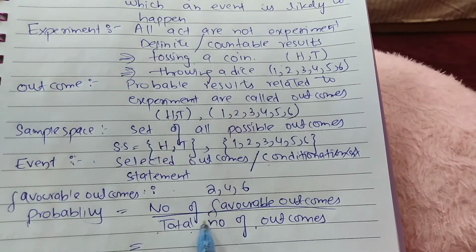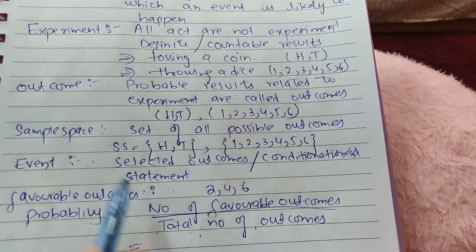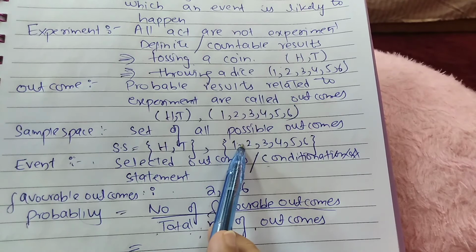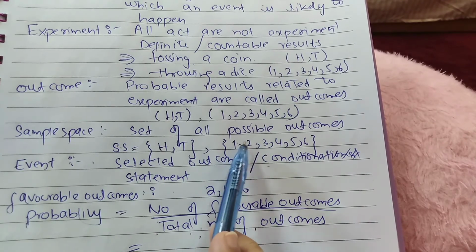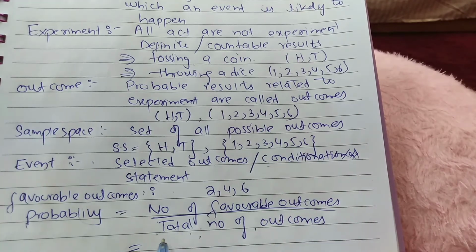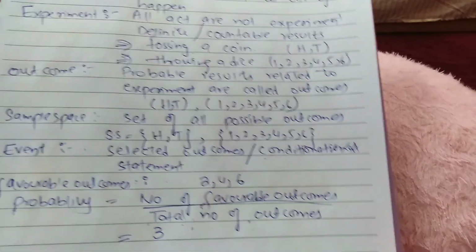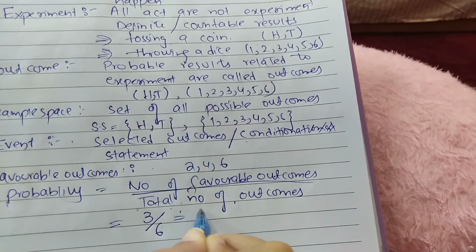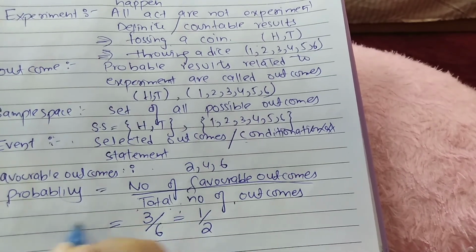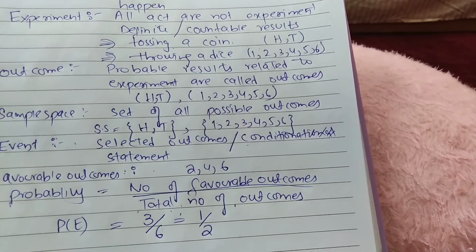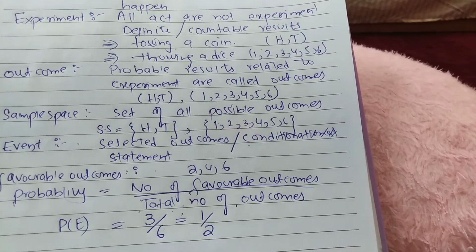For example, if an event is how many numbers in throwing a dice are even, so how many numbers are even? 2, 4 and 6. So there are 3 numbers which are even. So total number of outcomes are 6. So 1 by 2 is the probability of event throwing a dice having even numbers.